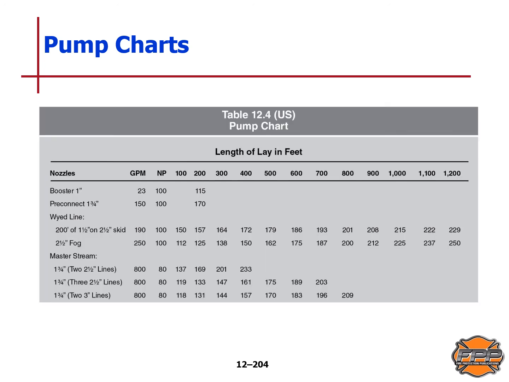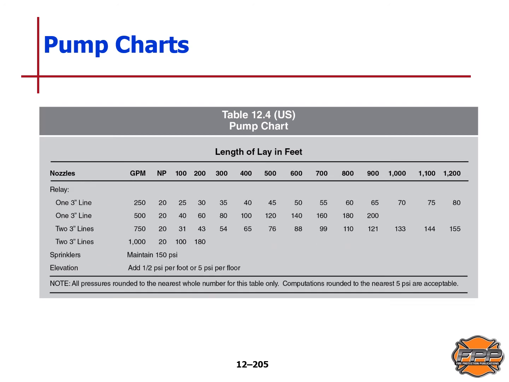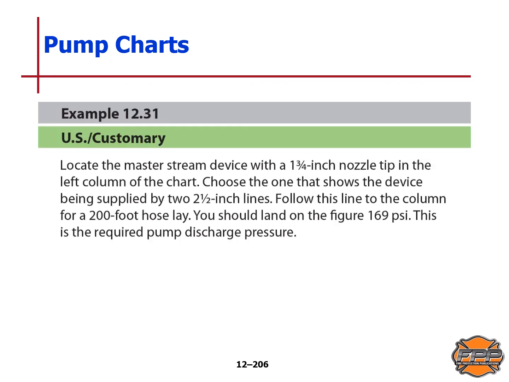Here's your pump chart in length of lay feet. You have your nozzles listed down the left, all different kinds between boosters, pre-connects, wide lines, and master streams. And then across the top, you have gallons per minute, nozzle pressure, and then length of lay in feet. This is the remainder of that same chart, table 12.4, and it's in your book.